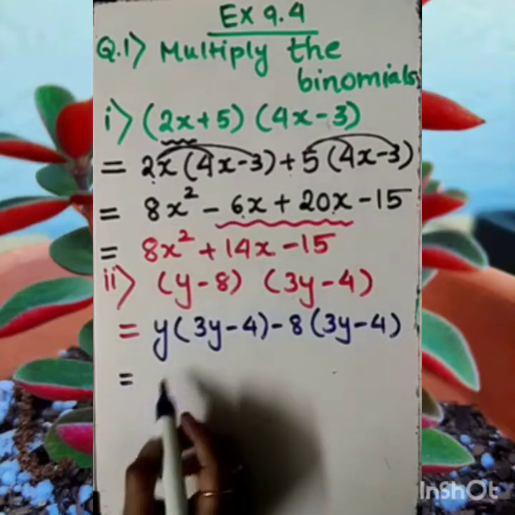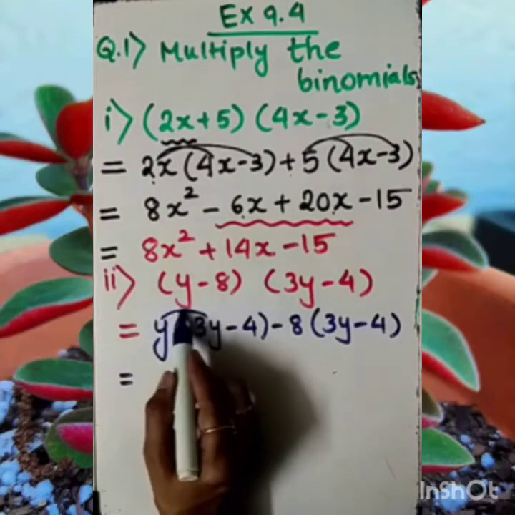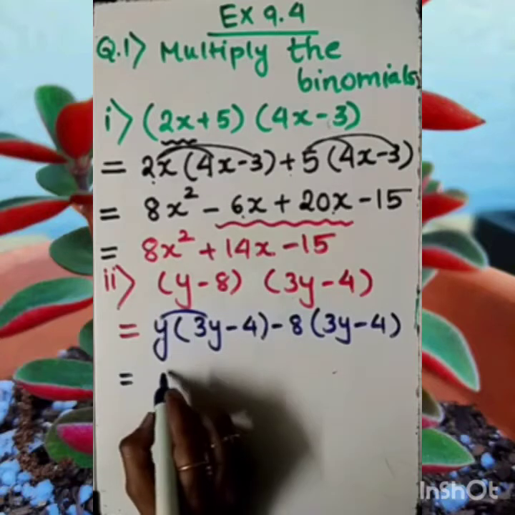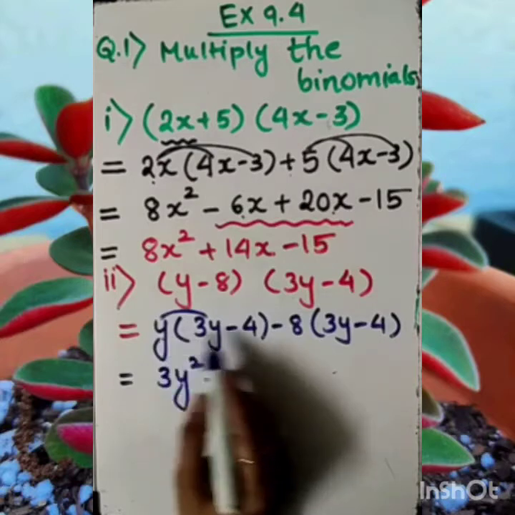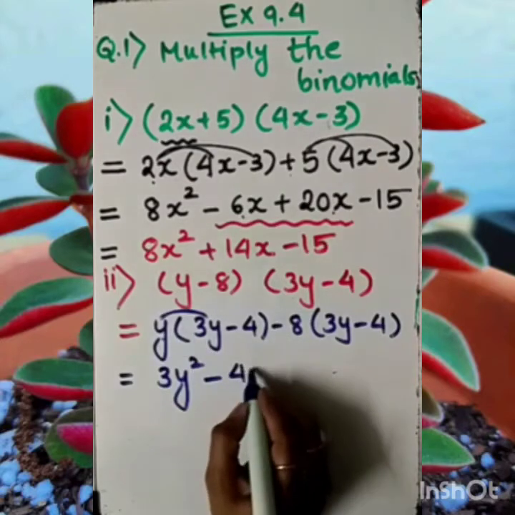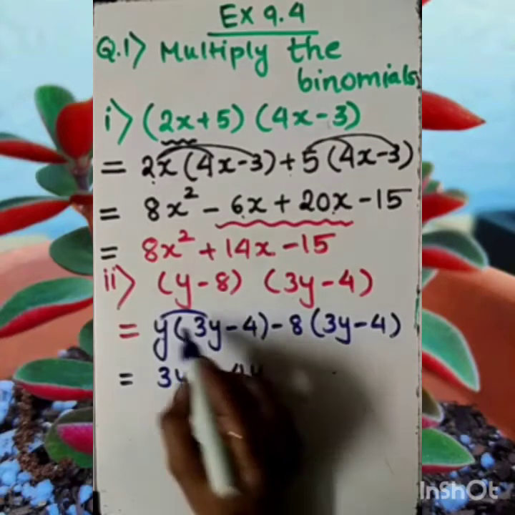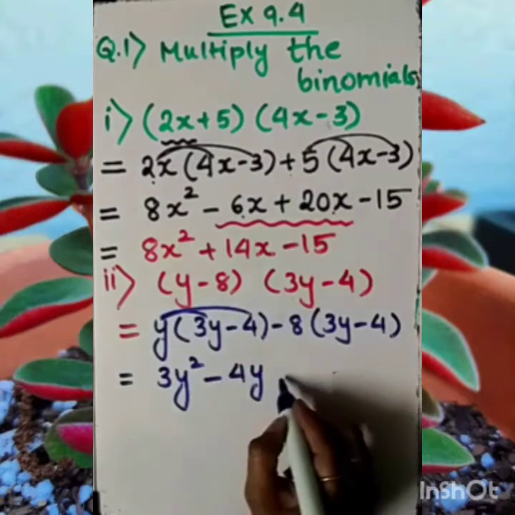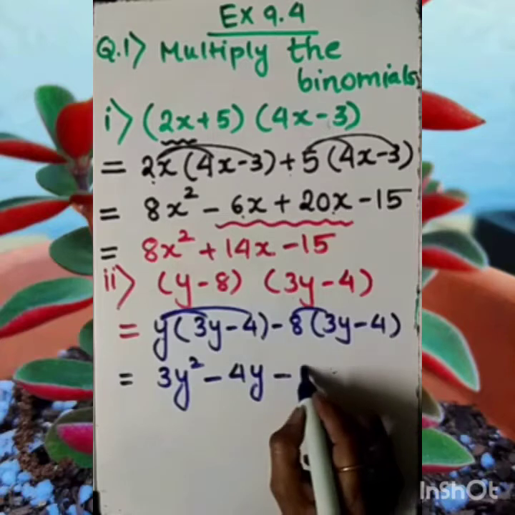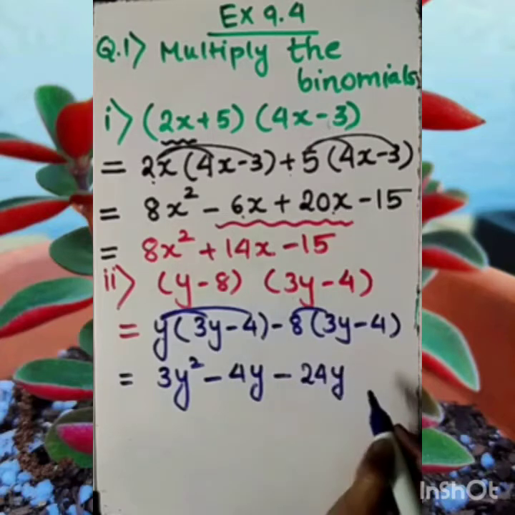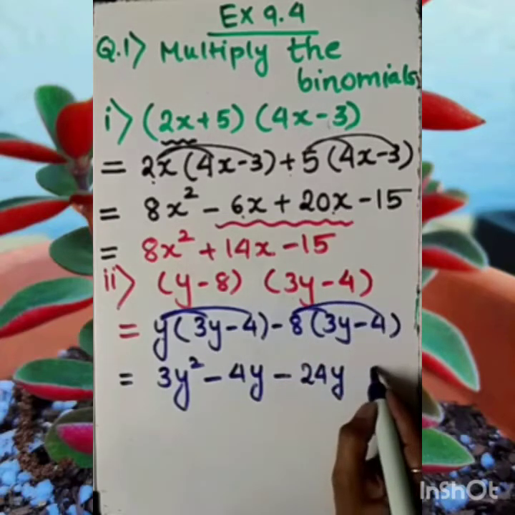Okay, let's work out 3y into y. 3y into y gives the result 3y square. Minus 4 into y, it gives the result 4y. 4 into y, 4y. Minus 8 3 ja, 8 3 ja 24y. Okay. And 8 4 ja 32.